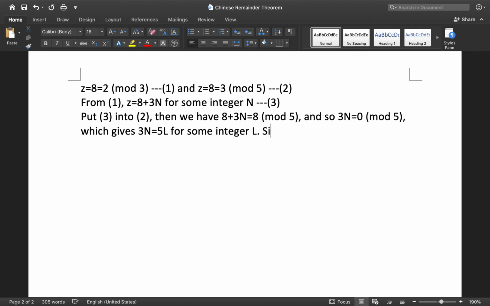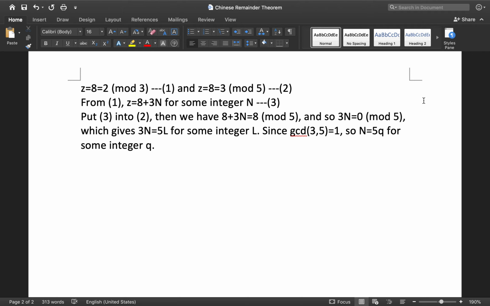That's important. Since the GCD of 3 and 5 is equal to 1, you must have n equal to 5q for some integer q. Otherwise, how can that equation be possible? n must contain the factor 5, because 3 cannot supply any factor 5. In order to make 3n a multiple of 5, n must contain the factor 5. So n equals 5q for some integer q.